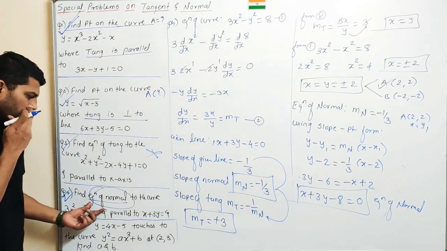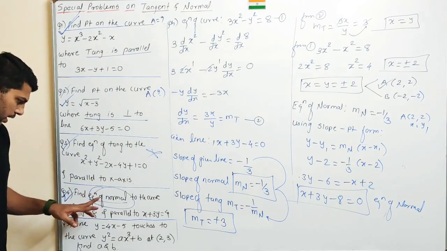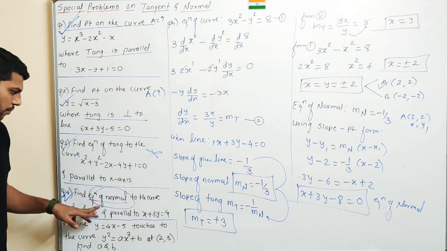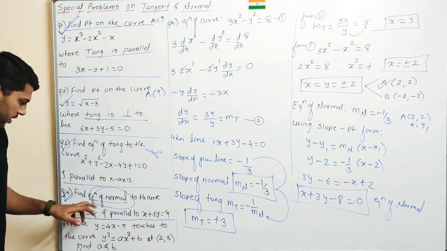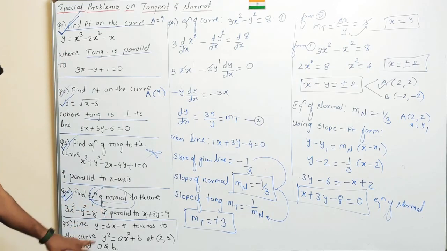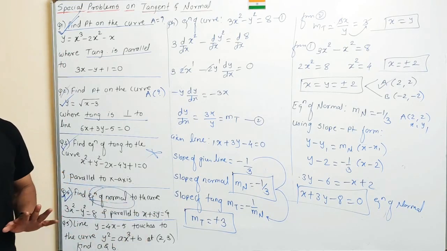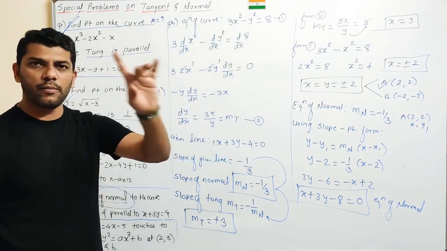So what about the theme of the question? They want the equation of normal. So be careful here. In previous questions we obtained the equation of tangent or the point, but here particularly they want the equation of normal, which is parallel to this line. Okay, do one thing, differentiate. Let me summarize this entire problem in 1 minute.